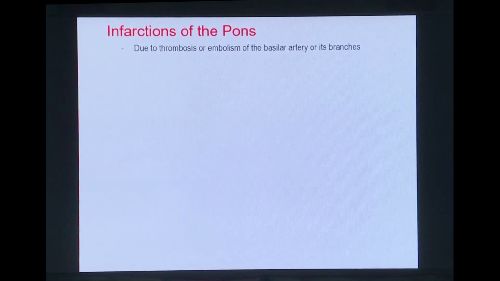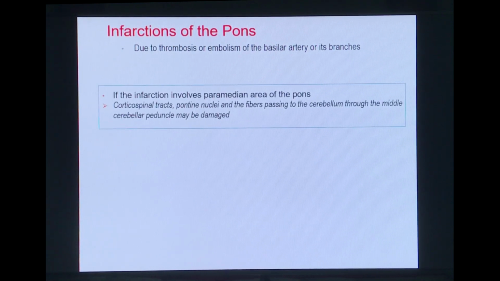As I mentioned, there can be infarction, due to thrombosis or embolism of the artery which supplies the pons, that is the basilar artery, or its branches. Depending upon where the infarction has occurred, it can involve the paramedian area of the pons. The paramedian area mainly has the corticospinal tract, pontine nuclei, and the fibers passing to the cerebellum through the peduncles. All those are located at the paramedian area, so that might be damaged.